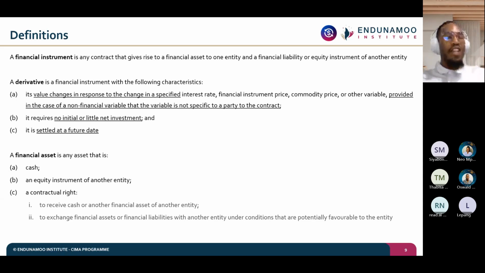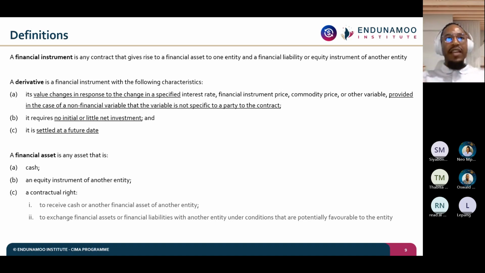So one, for a financial instrument to be a derivative, its value should change in response to the value of an underlying variable. Secondly, it should require no initial or a little net investment. And thirdly, it should be settled at a future date. So it needs to meet all three of these criteria, or it should have all three of these characteristics, for it to be a financial instrument that is classified as a derivative.